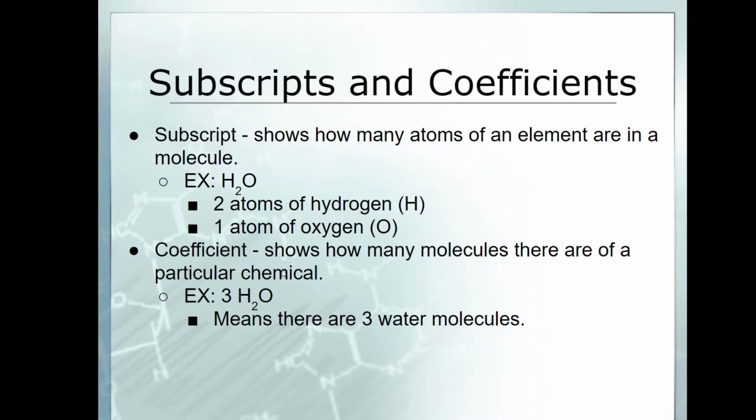The other type of number you'll be seeing is what's called a coefficient, and those are the numbers that come out front before the formula for whatever molecule we're talking about. That tells you how many molecules there are of that entire compound. So if your equation says 3 H2Os, that means there are 3 whole water molecules. This will come into play later on when we start talking about actually balancing things.